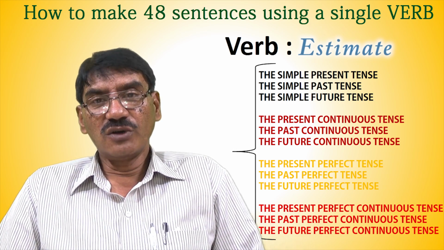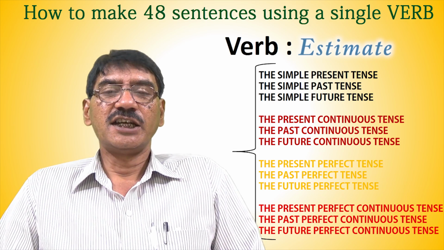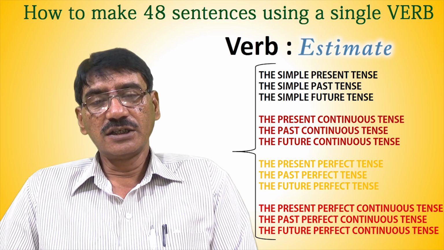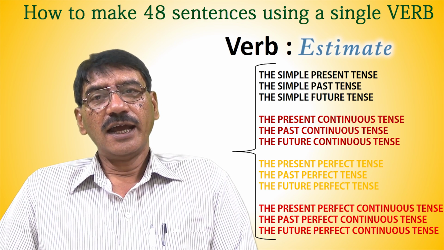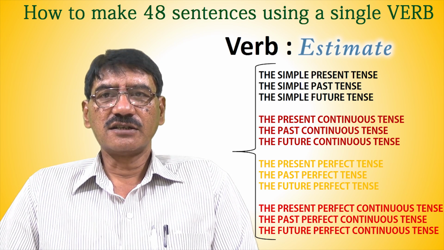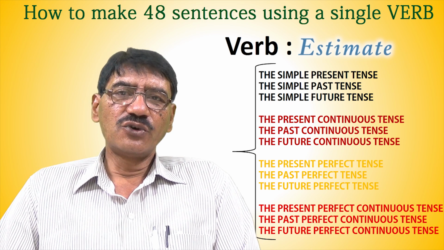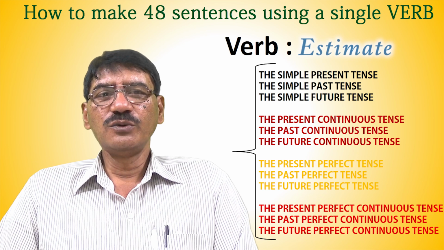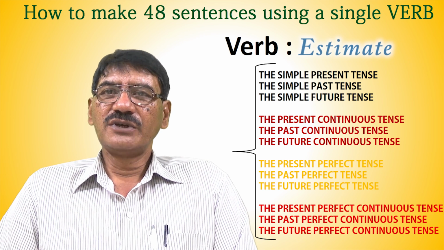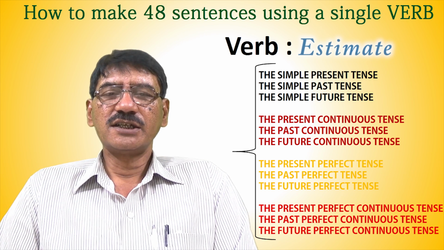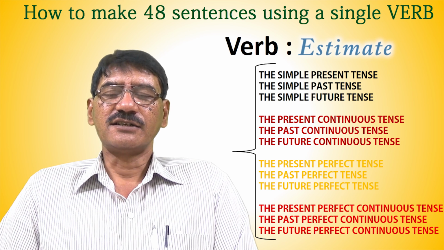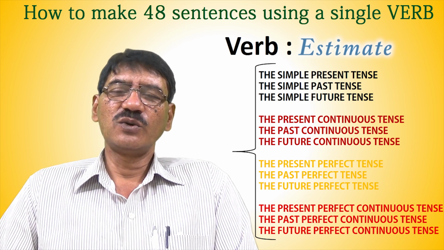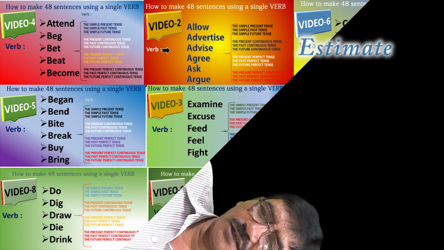Friends, in my next video, I'm going to teach you 10 more verbs, and along with these verbs, we are going to learn 10 more sentences, and along with those 10 sentences, we are going to make 480 sentences. How? One verb, one sentence. One sentence equals 48 sentences. 48 sentences into 10 verbs equals 480 sentences.